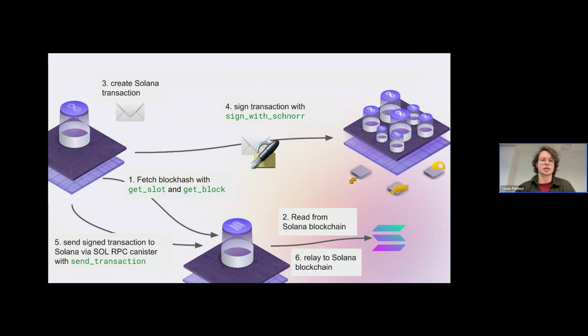It can then make a cross-subnet request to sign that transaction with threshold Schnorr. And finally, it can make another request to the SolRPC canister to actually send that transaction. And the SolRPC canister, as a last step, can submit this transaction to the Solana blockchain.